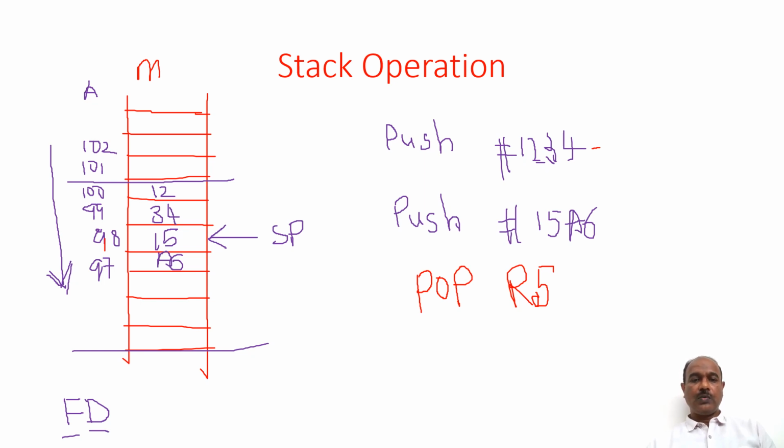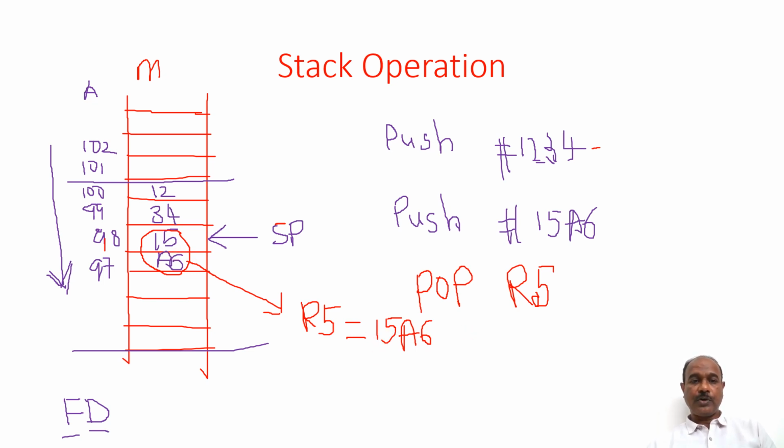The microcontroller will go to the location where the stack pointer is pointing. It is pointing to location number 98. Then it will get this number, this 16-bit number will be taken out, and it will be placed into the register R5. So the R5 register will get this number, that is 15A6. Whenever I write pop, the number where the stack pointer is pointing will be copied and pasted into R5.